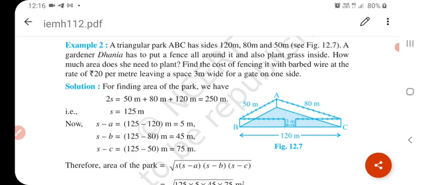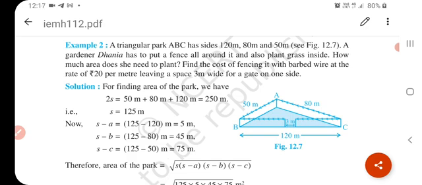Okay, understand. So for finding the area of the park we have to find 2S first. 50 plus 80 plus 120, so we get 250. So what is S? 250 upon 2, that is 125. Now we find S minus A, S minus B and S minus C also. So S minus A, 125 minus 120, so we get 5 meter. 125 minus 80, we get 45 meter. S minus C, that is 125 minus 50, so we get 75 meter.